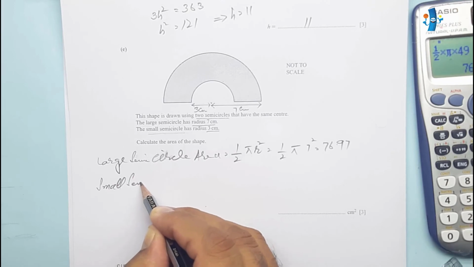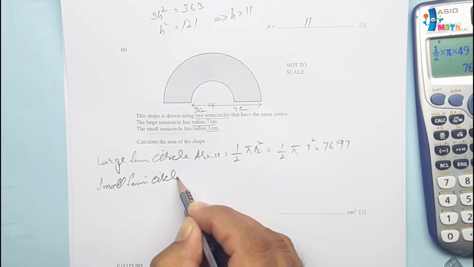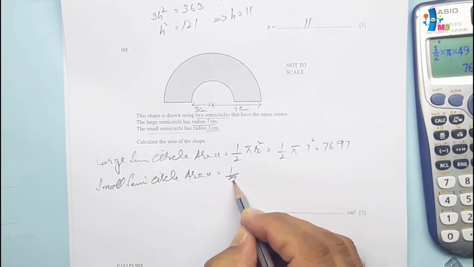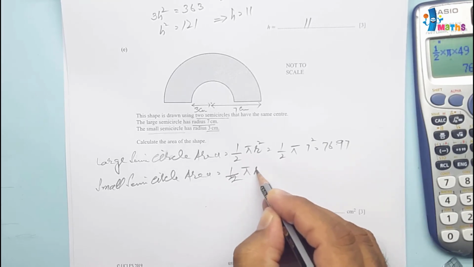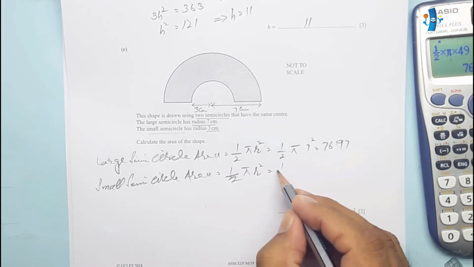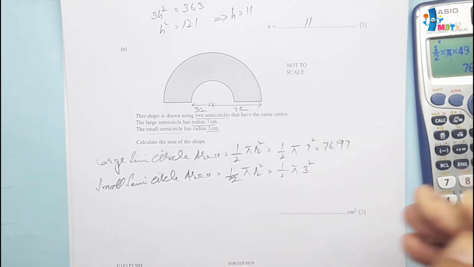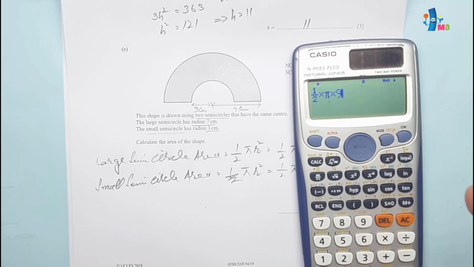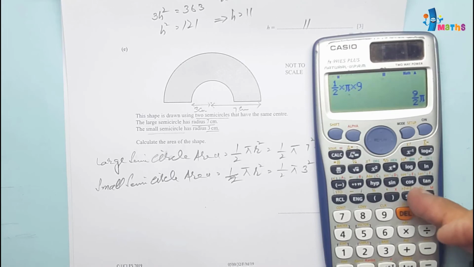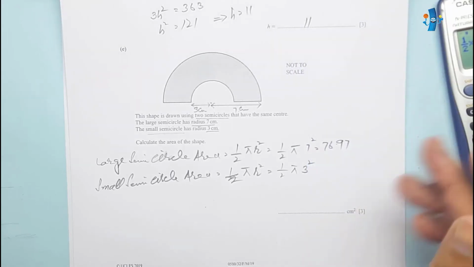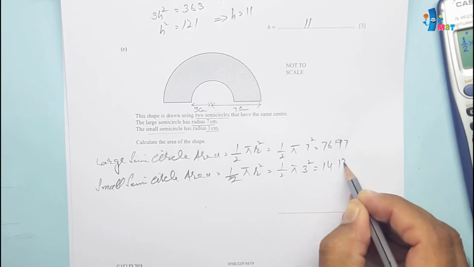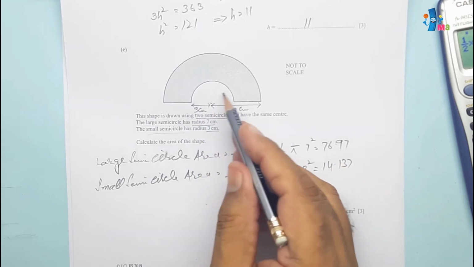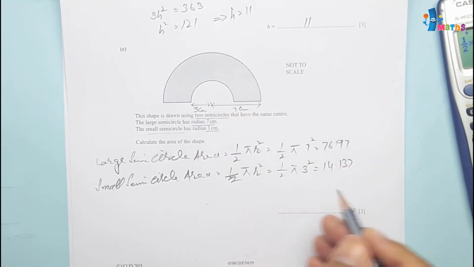Small semicircle area will be equal to 1 over 2 pi r squared, and r in this case will be 3, so 1 by 2 pi into 3 square, and 3 square will be 9, so this will be equal to 14.137. So we need the shaded part, so we'll subtract the small semicircle area from the bigger semicircle basically.